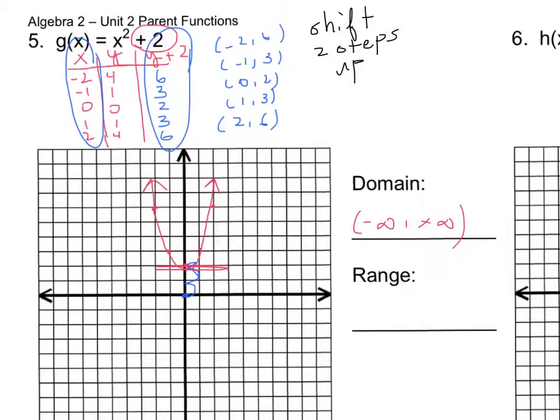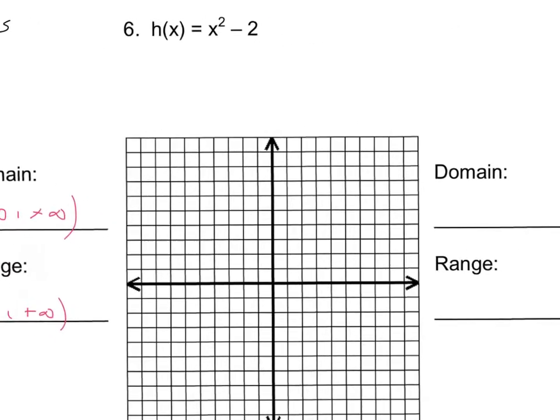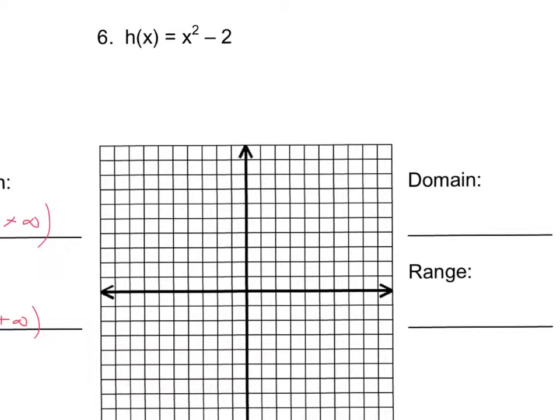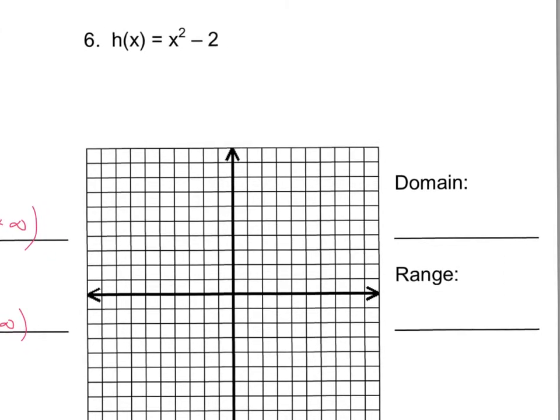In this case, it's the 2, all the way to plus infinity. Now let's move on to number 6. No parentheses, so the change is done to the y, and it's exactly the same as you are used to. So the shift is going to be 2 steps down.